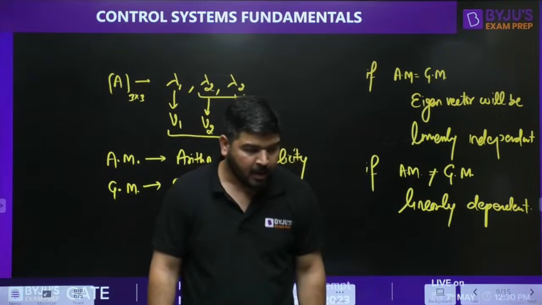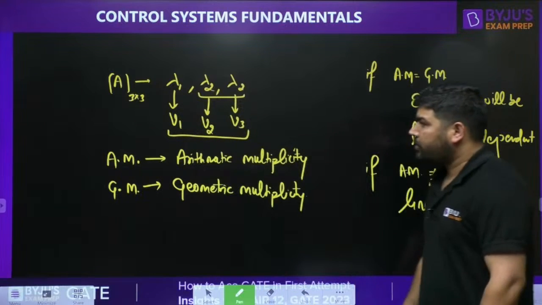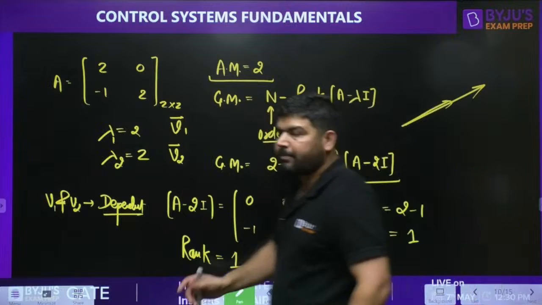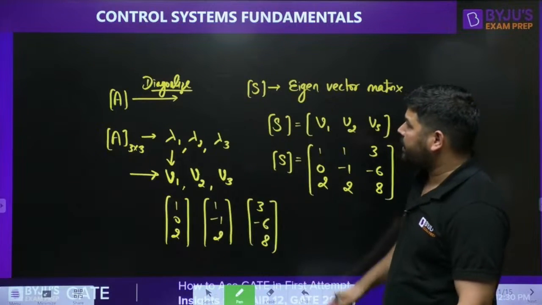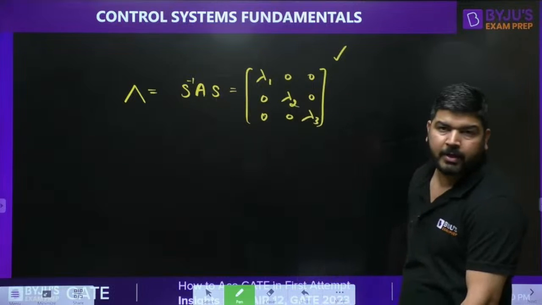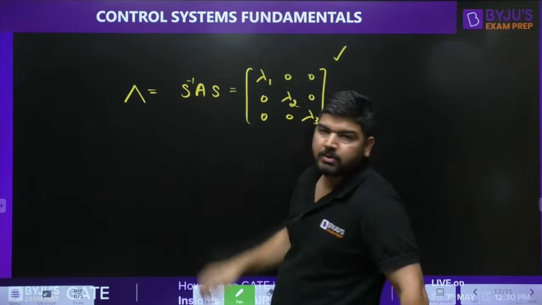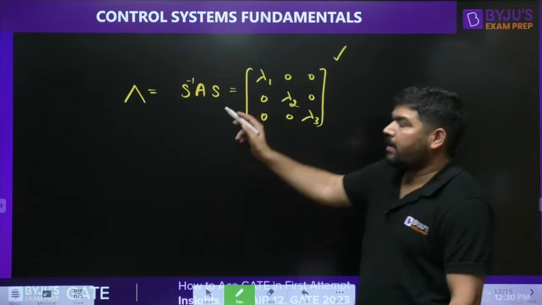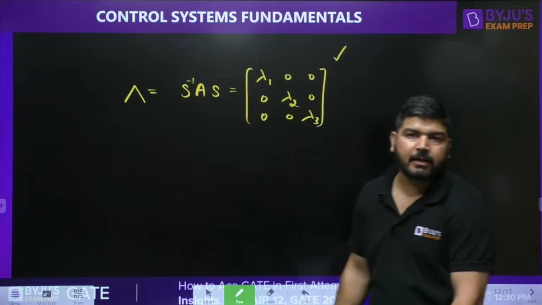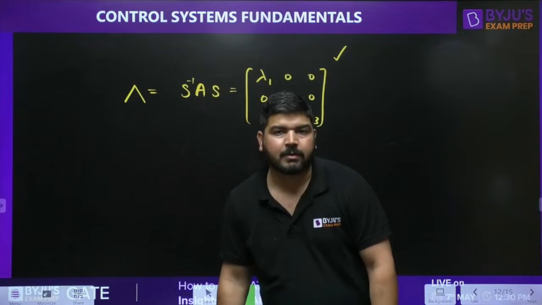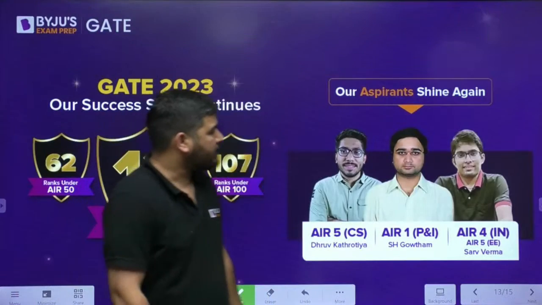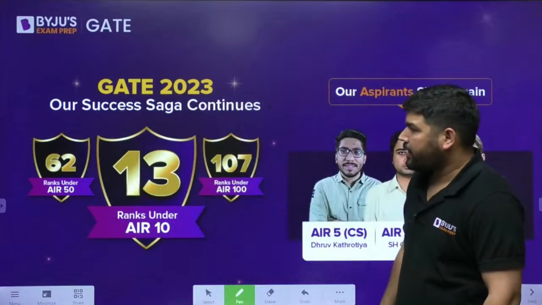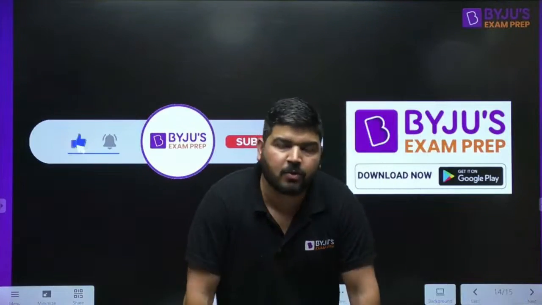Simple. I hope it is clear, guys. So with the help of AM and GM, you can check whether the matrix is diagonalizable or non-diagonalizable, whether you can apply similarity transformation on it, especially the diagonalization process. It will be possible only if eigenvectors are linearly independent, and that can be checked with the help of AM and GM. I hope it is clear to everyone. So let's stop it here. In today's session, we will discuss only this part.